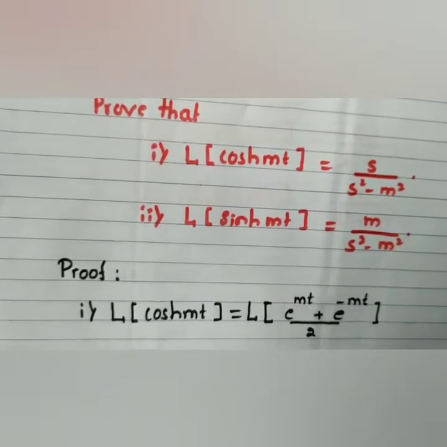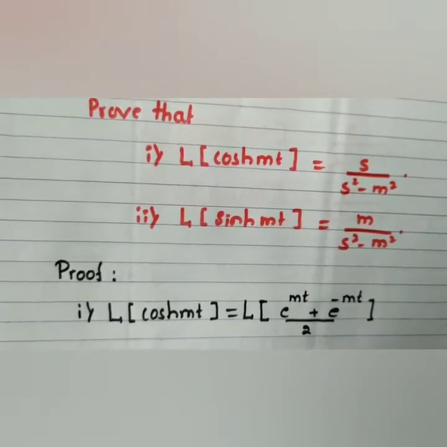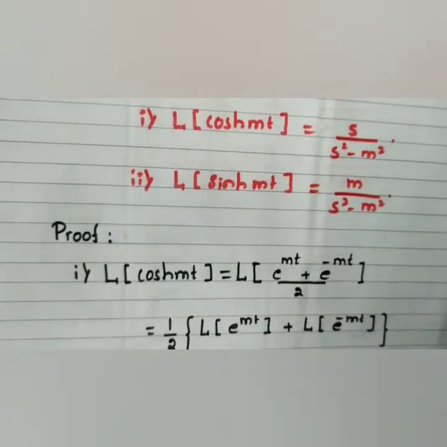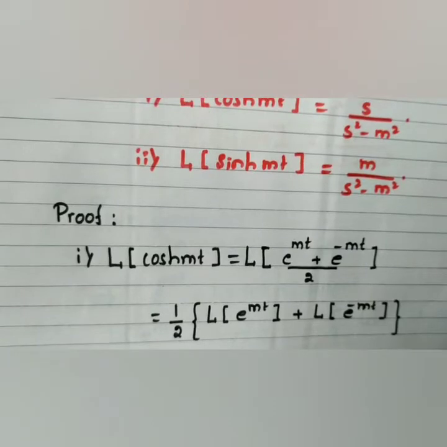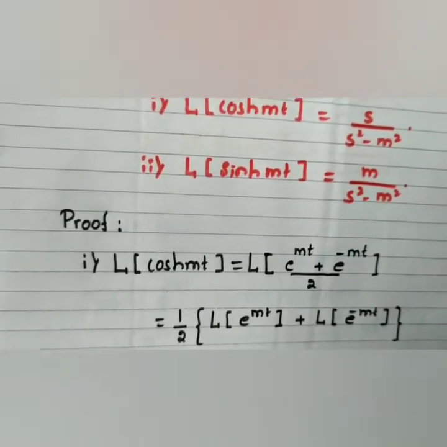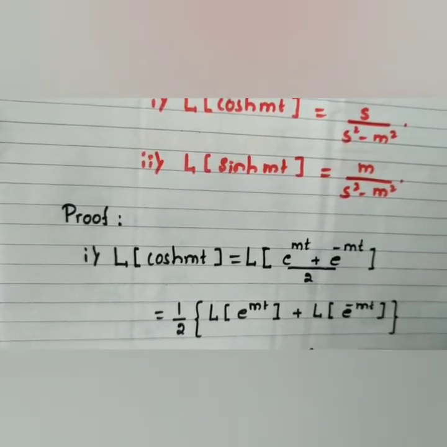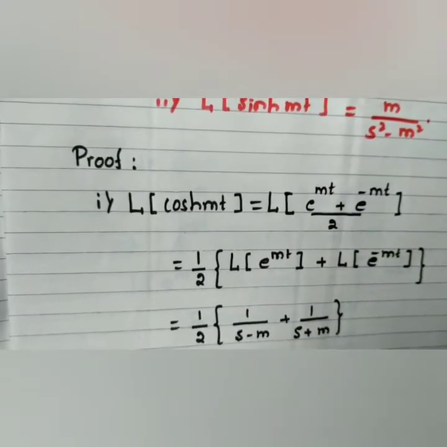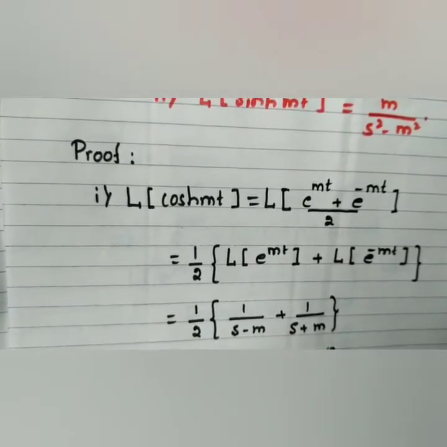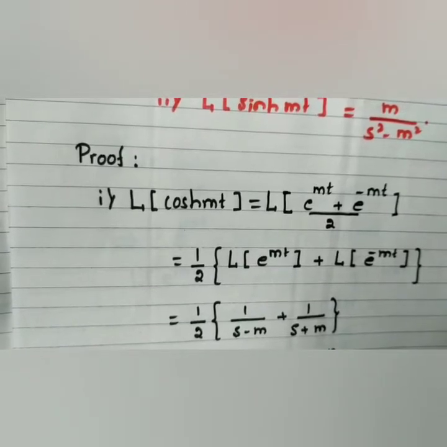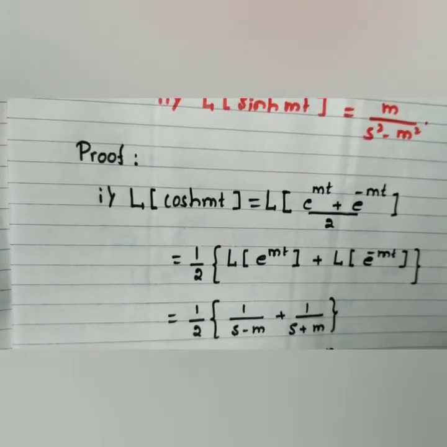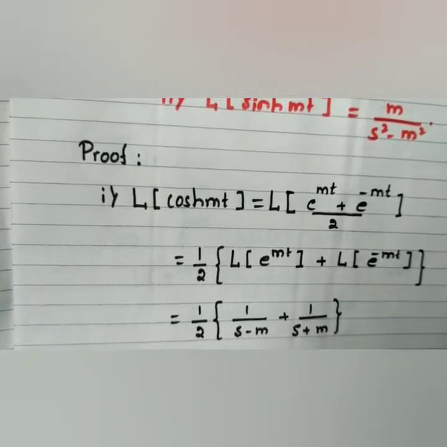Now, there is L of e raised to mt plus e raised to minus mt by 2, L operating on the bracket. By the linear property, keep the 1 by 2 outside the Laplace transform. L is operated on e raised to mt, plus L is operated on e raised to minus mt. We already know the result: L of e raised to kt is 1 by s minus k. Like that, keep 1 by 2 as it is, L of e raised to mt is 1 by s minus m, and L of e raised to minus mt is 1 by s plus m, by the standard elementary result.